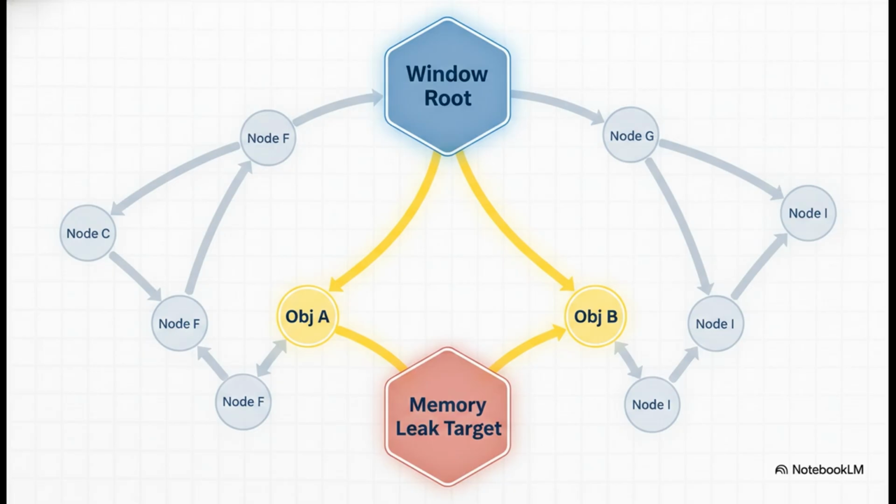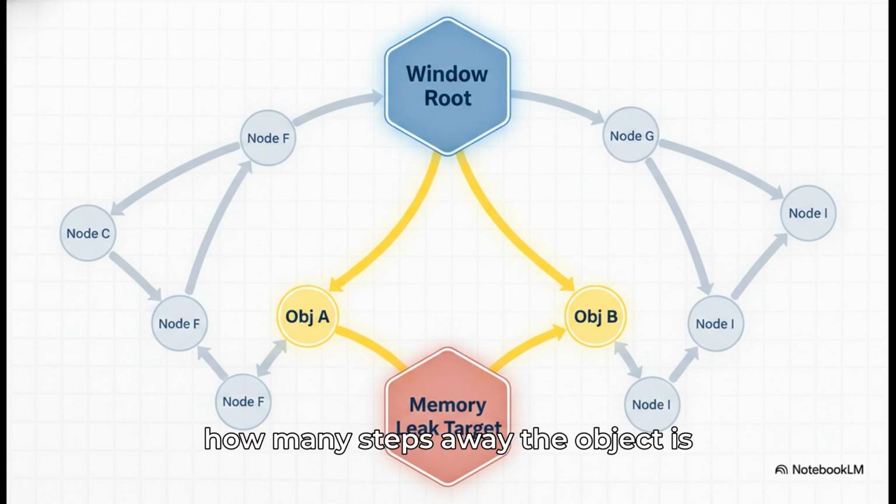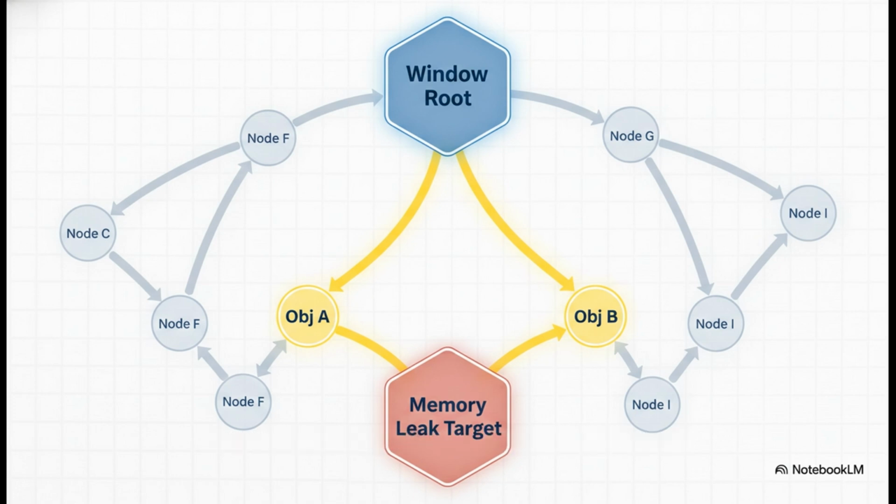So, when you're digging through that retainers pane, trying to find the root cause, remember this golden rule. Always, always look for the object with the shortest distance to the window root. That distance metric literally tells you how many steps away the object is from the global window. The shortest path is almost guaranteed to be your primary culprit. If you fix that, the rest of the garbage just naturally falls away.